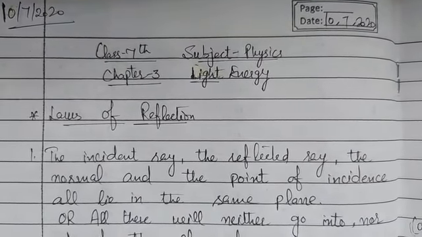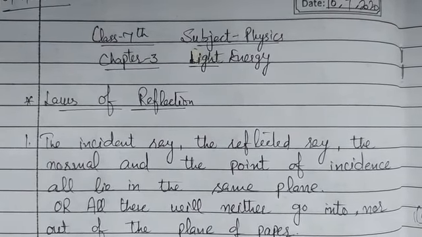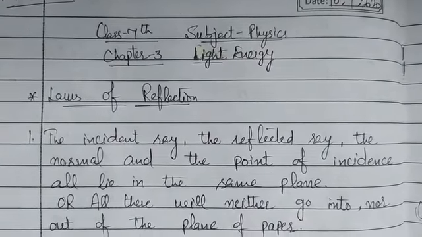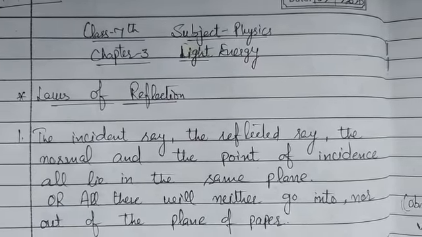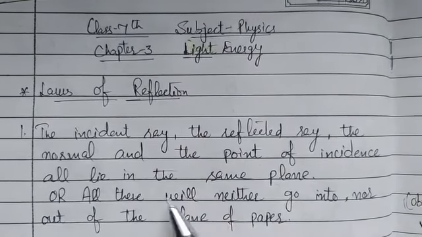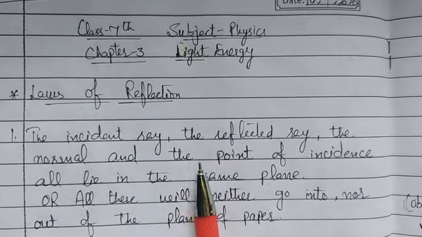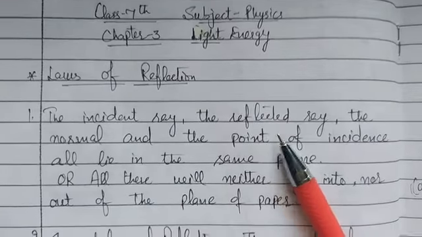In the previous video we started chapter 3, light energy, and you studied reflection of light and the types of reflection, regular and irregular reflection. You also learned about mirrors, how mirrors can be constructed, and the properties of mirrors, and the terms related to reflection: incident ray, reflected ray, normal, and point of incidence.